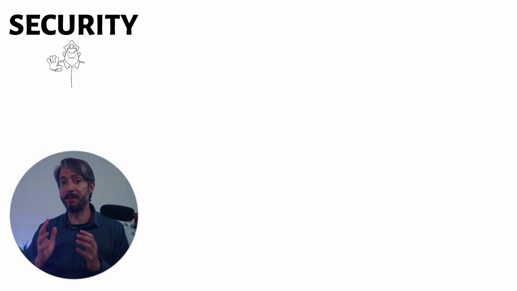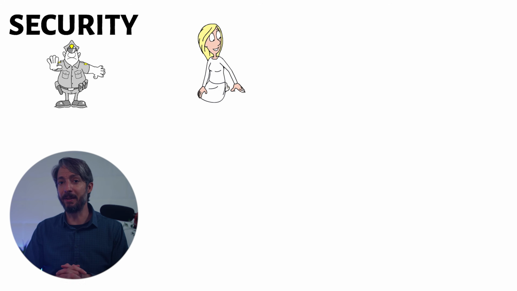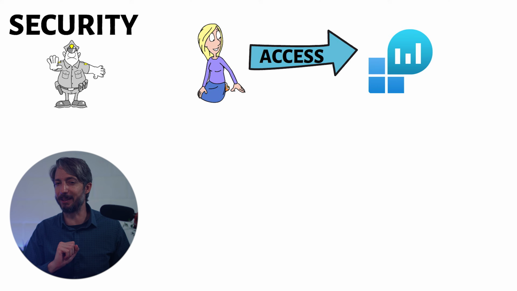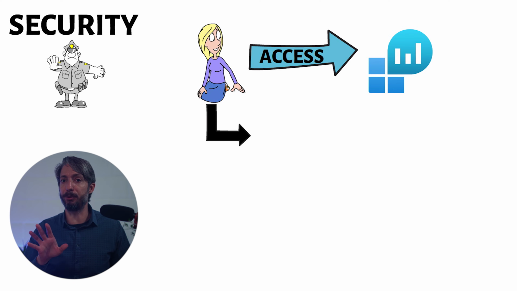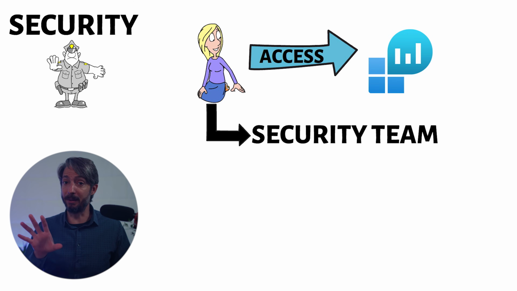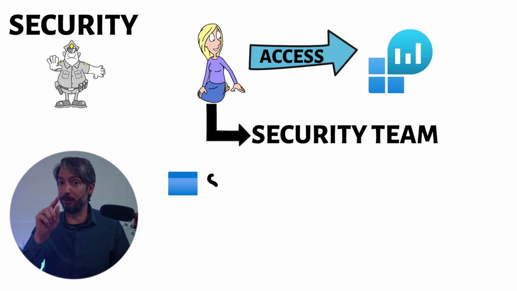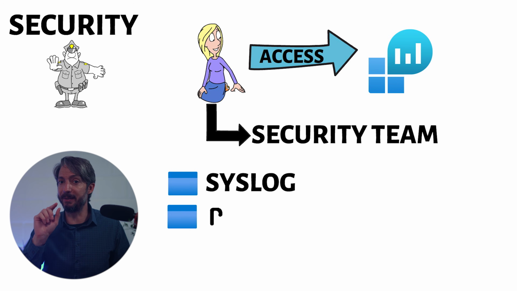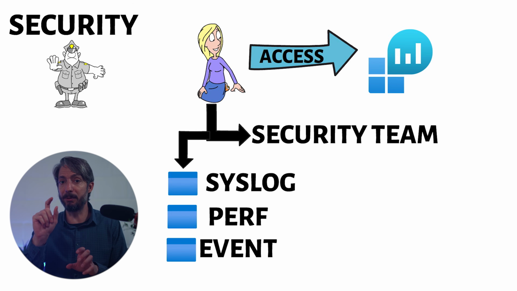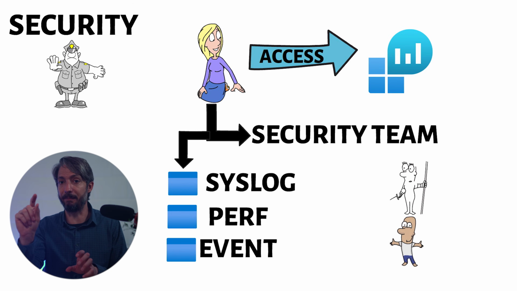Looking at security and RBAC of the workspace, there are also things to be considered here. When you grant a user access to a workspace, they by default have access to all the data in that workspace. So this is usually acceptable for the security team, who need to have access to all the data and logs. But you can, for example, also use table-level RBAC, where you grant access to a table only to a specific team. They will only be able to access and see that specific data.